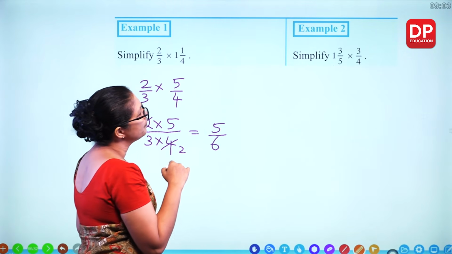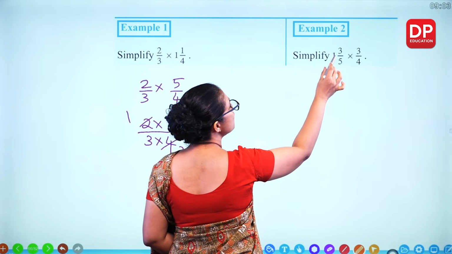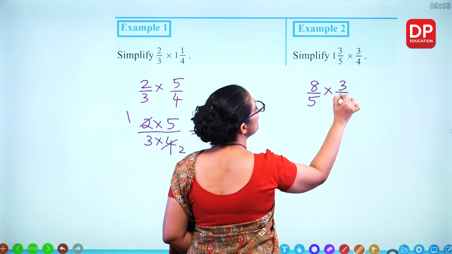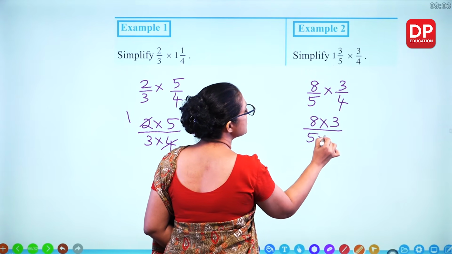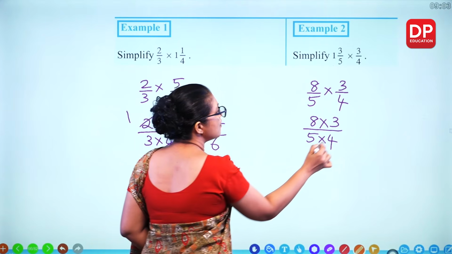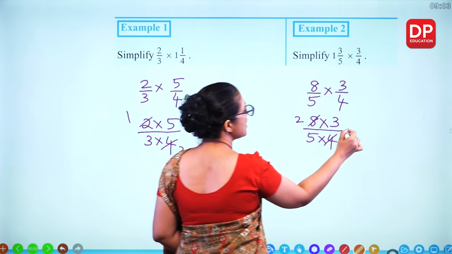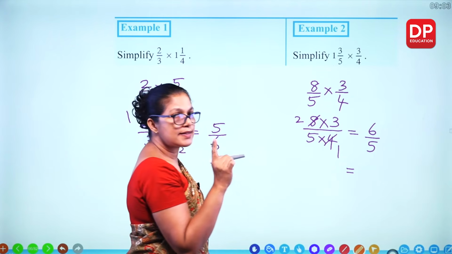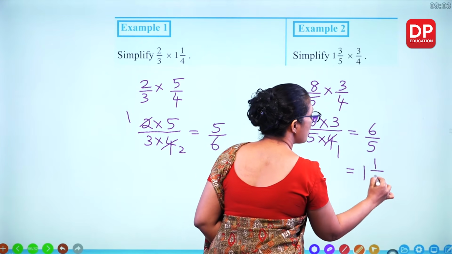Example number 2. Convert to an improper fraction. 5 times 1, 5. 5 plus 3, 8. Now multiply the numerator and the denominator separately. 4 times 1 and 4 times 2. So you get 6 over 5. Convert to a mixed number. 6 divided by 5. 1 and 1/5.